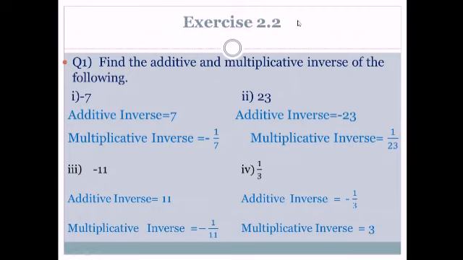From these four parts you can easily understand how to find the additive inverse and how to find the multiplicative inverse. In additive inverse, the same number with opposite sign. If it is positive, you will convert it into negative. That will be the additive inverse of the number. If it is negative, you will convert it into positive. That will be the additive inverse. In multiplicative inverse, the sign will not change. Only you write its reciprocal. The numerator will go in the denominator and the denominator will come in the numerator.